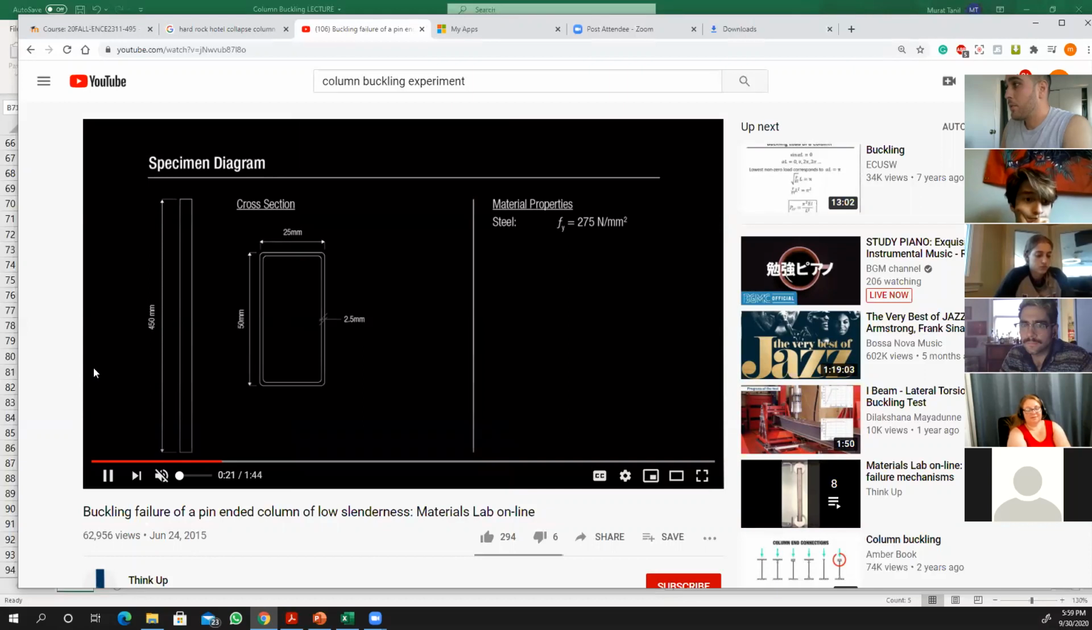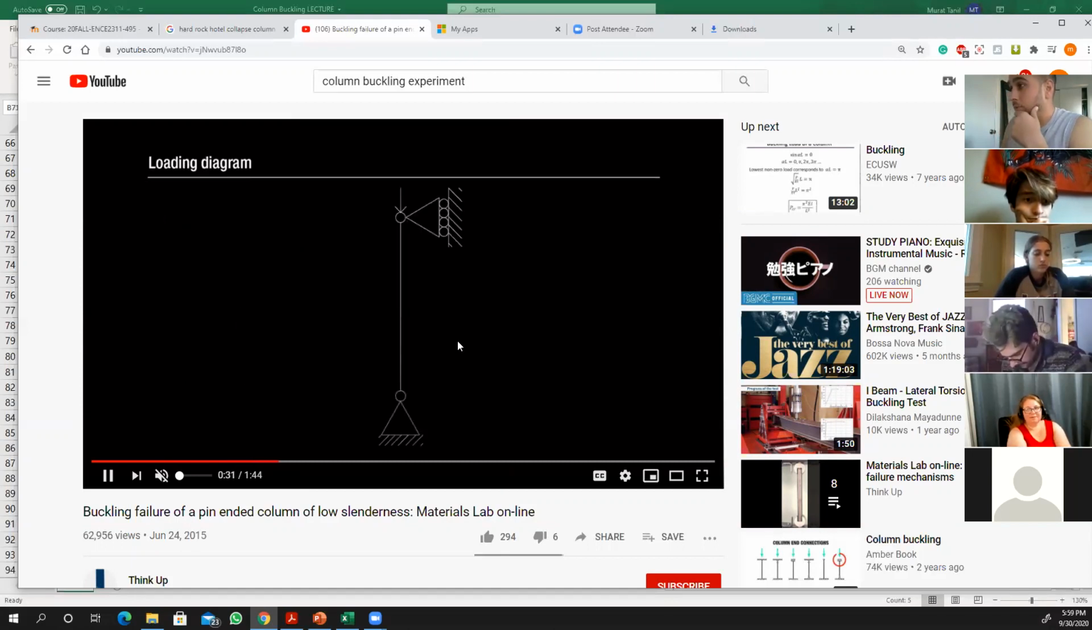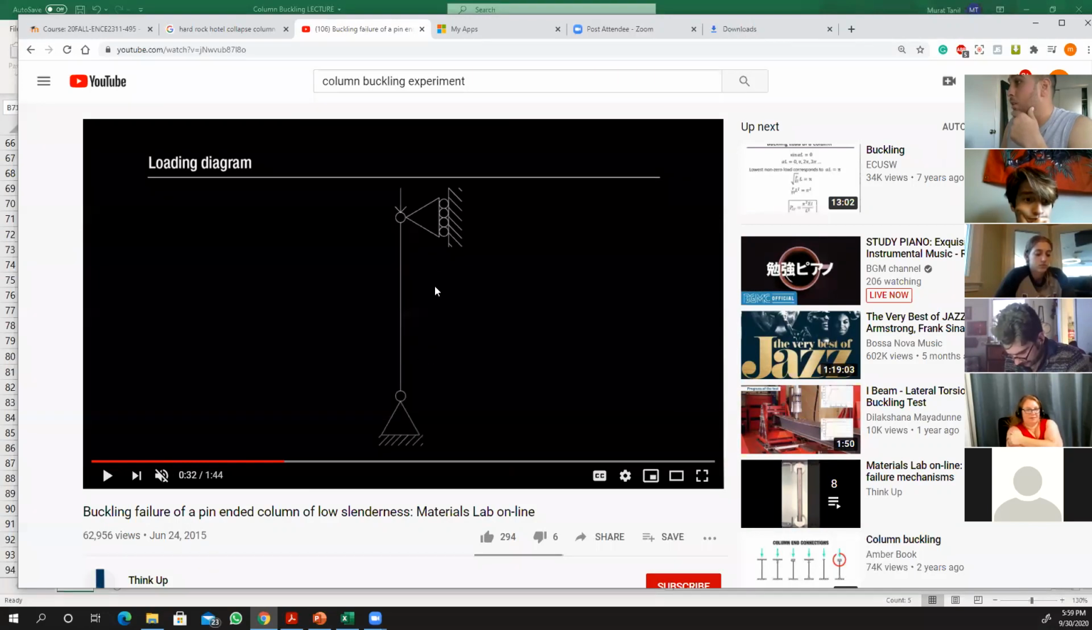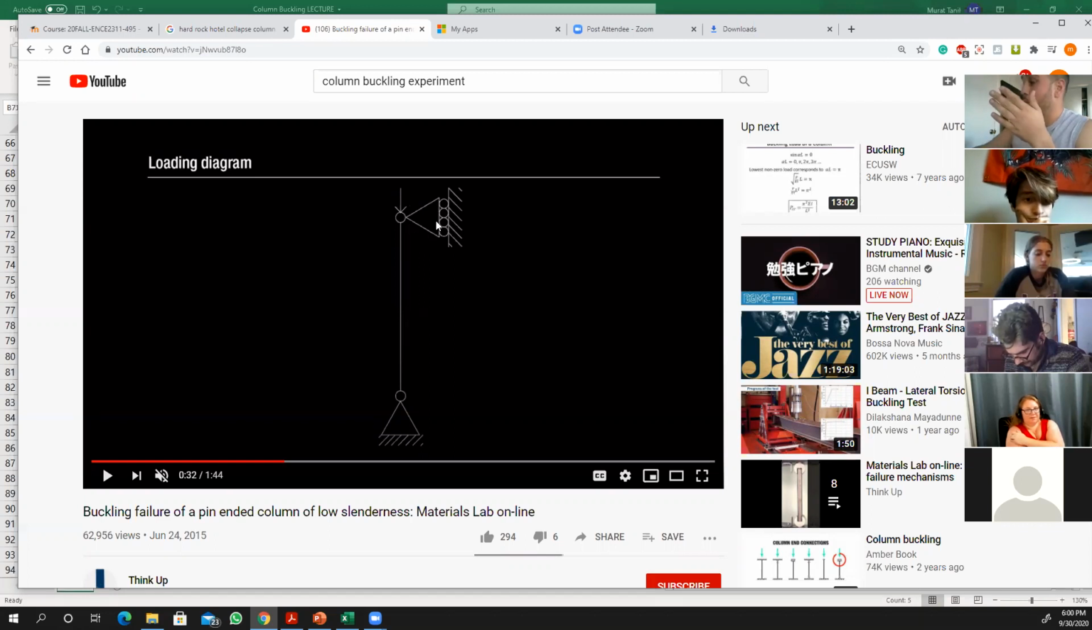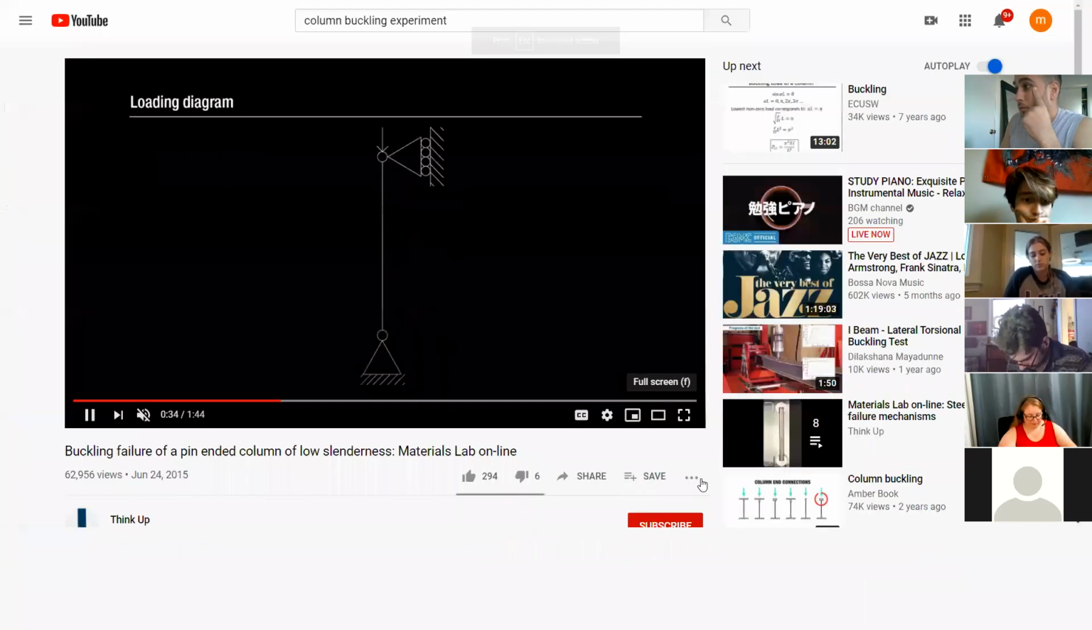This is the cross section, by the way. The material properties are given in the English units, 275 Newton per millimeter squared. This is the yielding stress. And this is the type of connection. You have a pin connection at the bottom and a pin connection at the top, which means this roller support can go up and down. But in this case, we are applying compressive load, so it's only going to go down instead of going up. We're not applying tension load. This is your loading diagram.